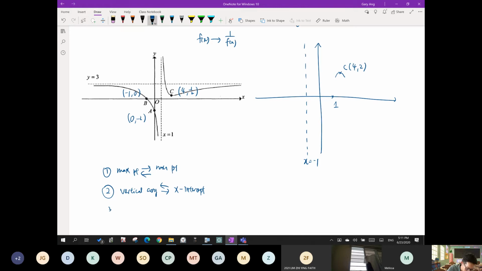Okay, let's talk about step 3. Step 3 says quite simple stuff. All the y becomes 1 over y. Which is like, duh, I know that. All the y becomes 1 over y. Which means the y asymptote, which is at 3, is now at 1/3.